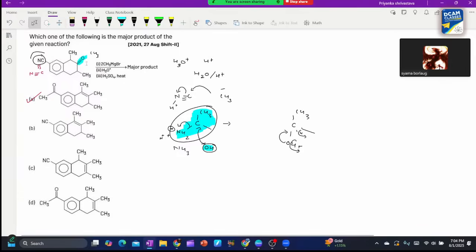This you'll study in your class 12. This is a ketone part. This is the ketone and this is cyanide, CN. This is actually a very famous reaction of Grignard reagent. This CH3-MgBr is the Grignard reagent.